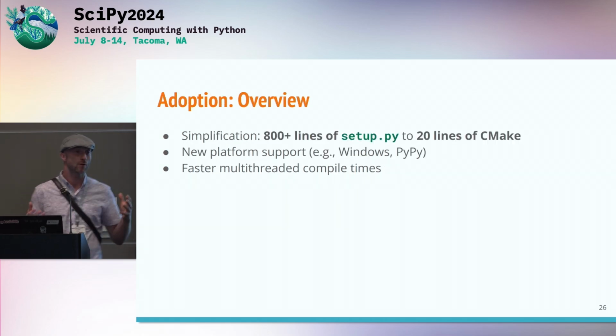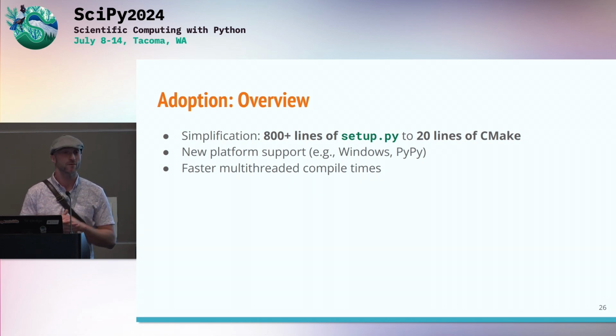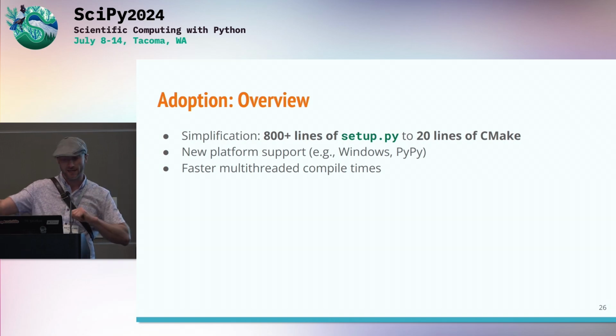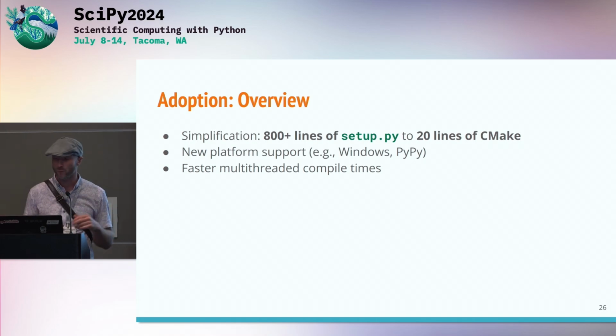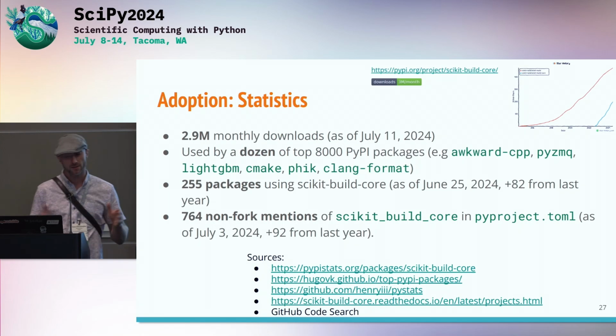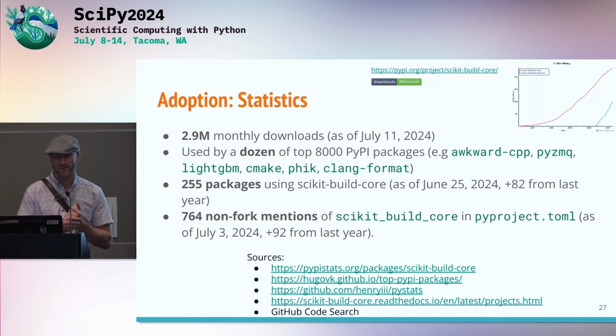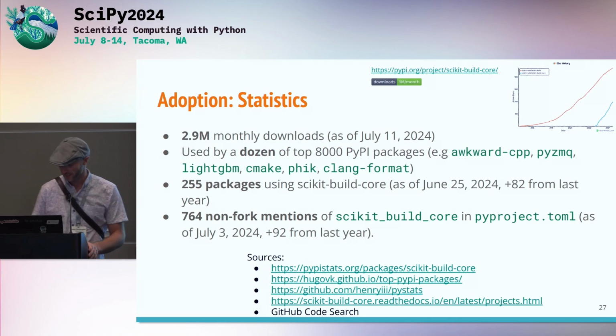Adoption: overall it simplified most of the projects from 800 lines of complex setup.py to 20 lines of CMake. All of the projects that converted got new platforms for free, Windows, PyPy. They also get faster multi-threaded compilation. And some statistics: around 3 million downloads last month, used by a dozen of the 8,000 PyPI packages. Quart CPP, which was mentioned this morning during the keynote, is also using it. More than 250 packages are using scikit-build-core.